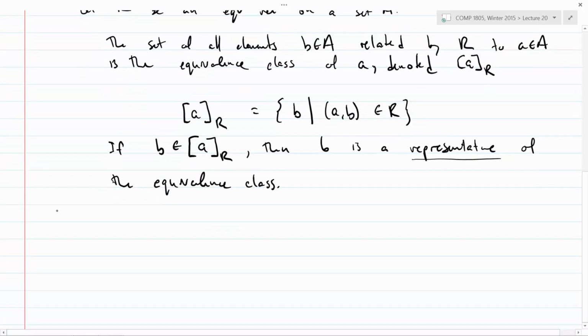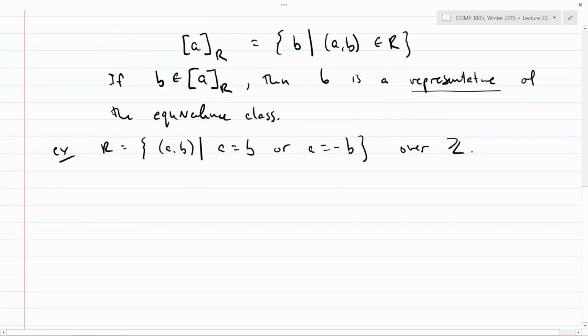So let's see some examples of these things. So let's say R is the set of pairs (a, b) such that a equals b or a equals minus b. Right? This is something we've seen a lot. And let's say this is over the integers. So I think we showed it last time that this is indeed an equivalence relation. If not, it's not too hard to believe that it's reflexive, symmetric, and transitive.